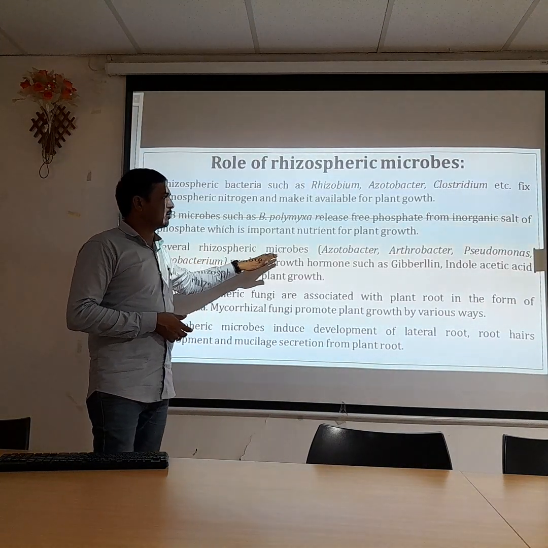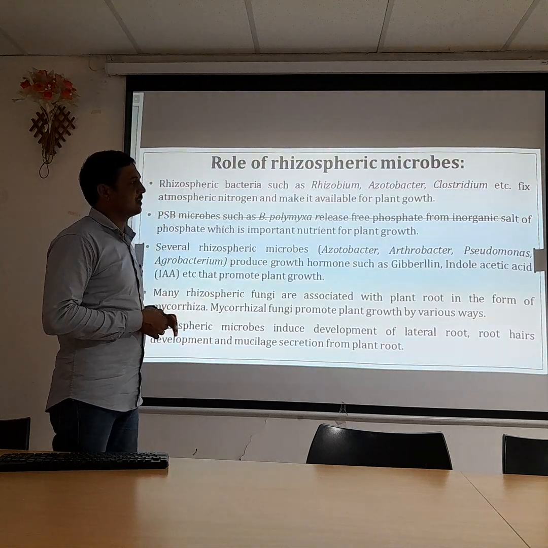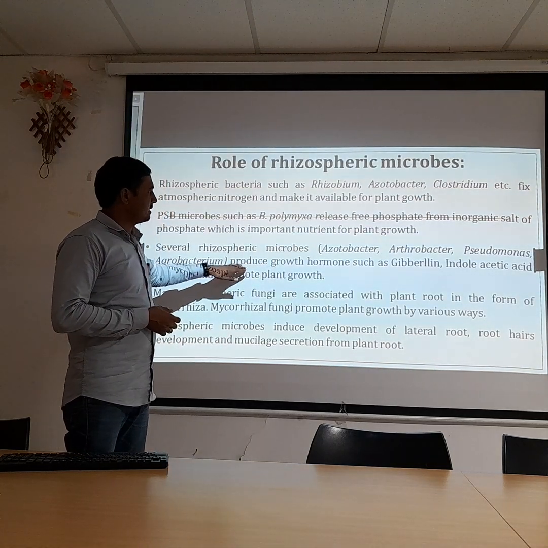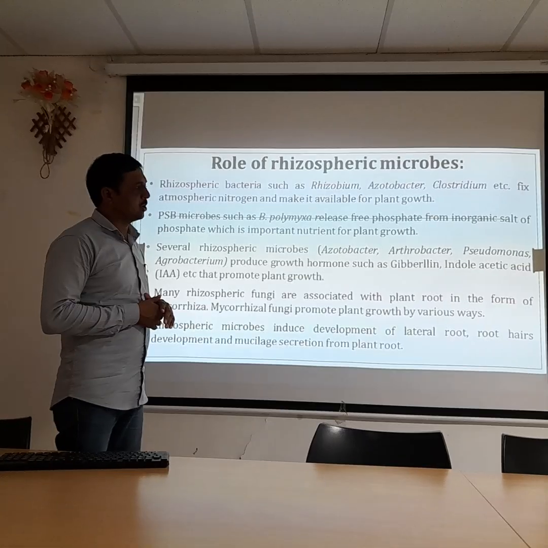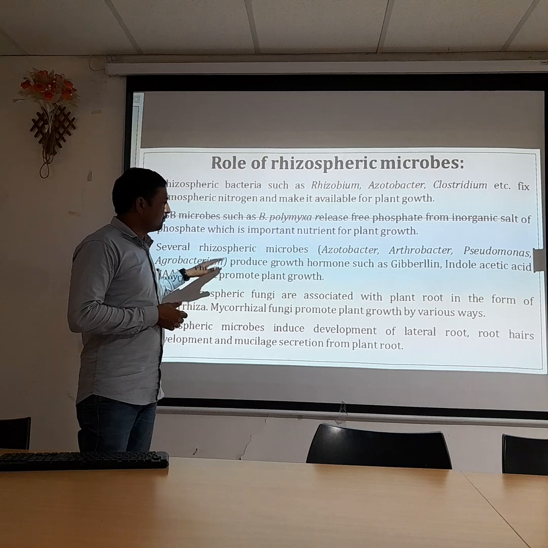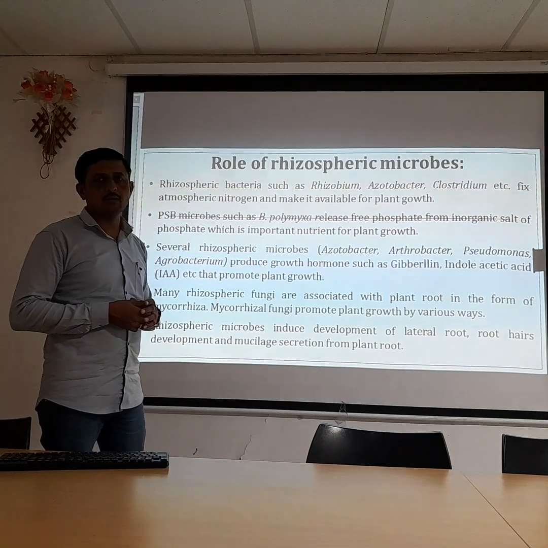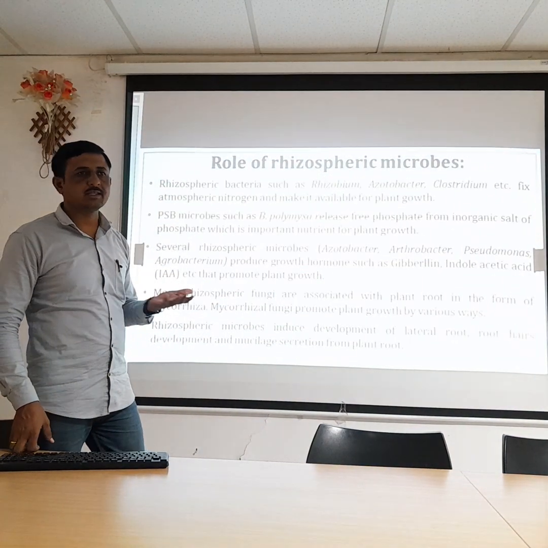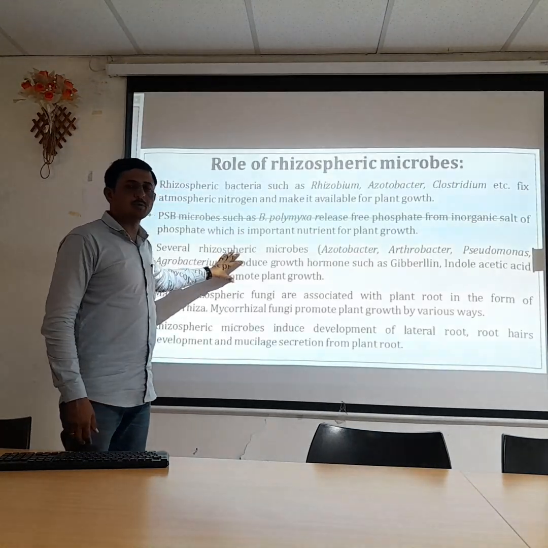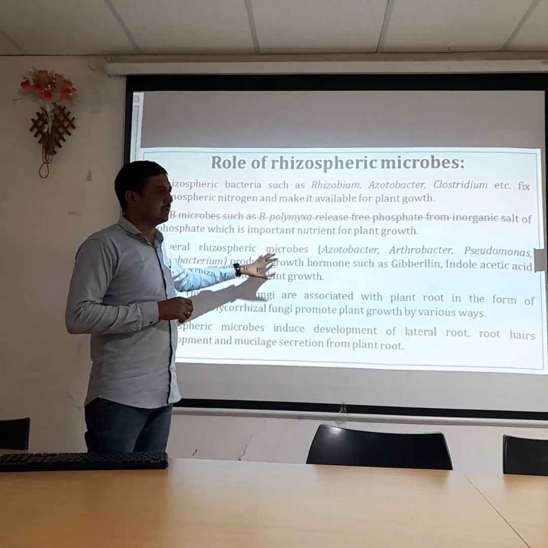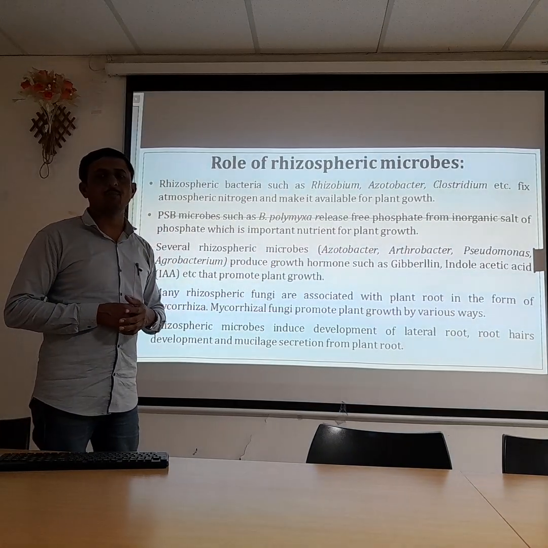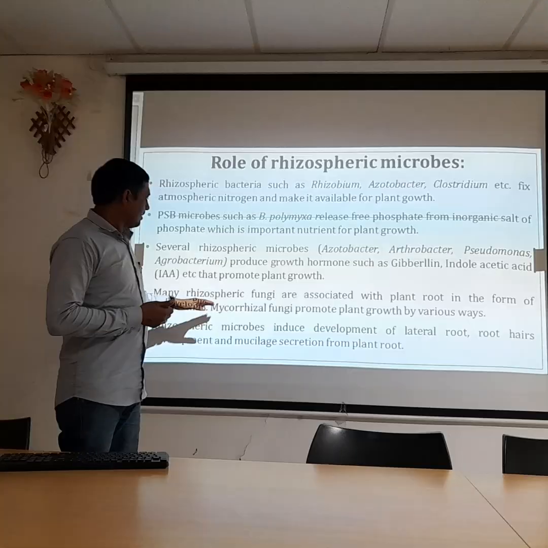Several rhizospheric microbes including Azotobacter, Arthrobacter, Pseudomonas, Agrobacterium produce growth hormones such as gibberellin and indole acetic acid, which are involved in proper plant growth. These are nothing but growth promoting hormones produced by the microbes, and they are absorbed by the plant. They are useful for the proper growth of plants.